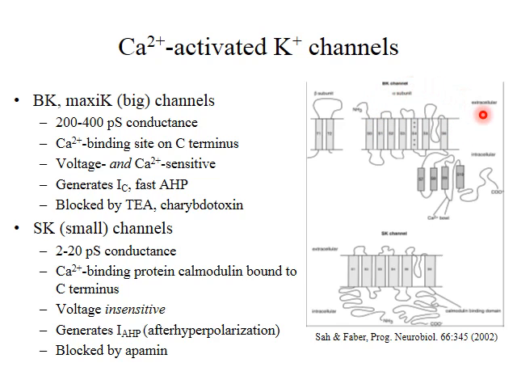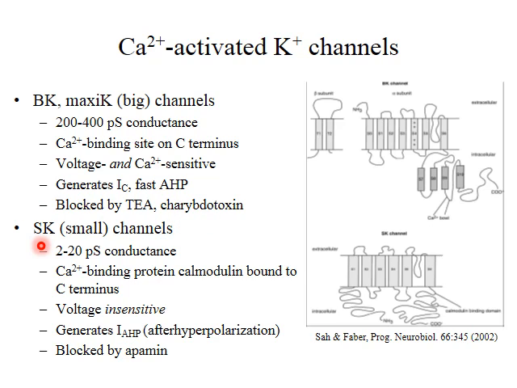The structure of the BK calcium-activated potassium channel is shown here, and on the C-terminus there is a binding site for calcium, and when calcium binds to this site, the open probability of the channel increases. This channel is also voltage sensitive, so both depolarizations and increases in intracellular calcium lead to an increase in the open probability of this channel. This channel can generate a fast after hyperpolarization, the AHP, and this channel is blocked by tetraethylammonium, TEA, as well as charybdotoxin.